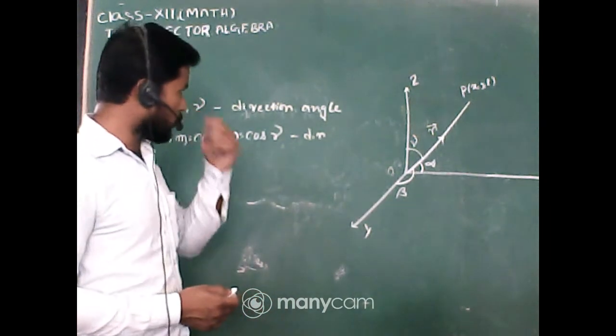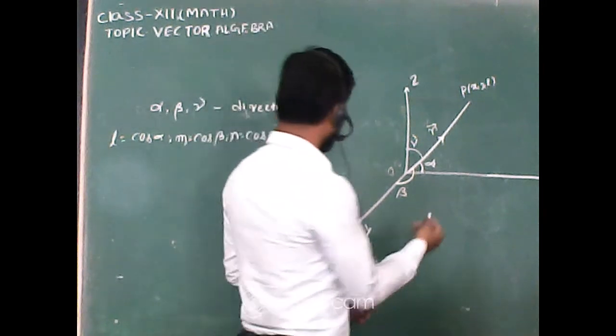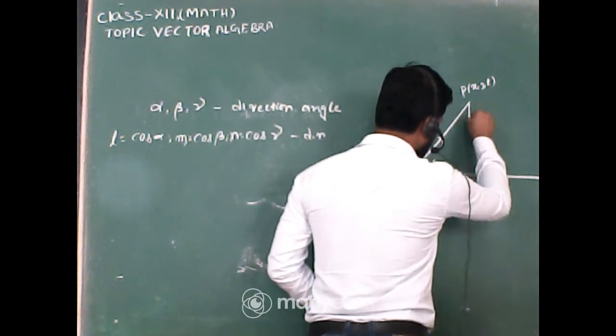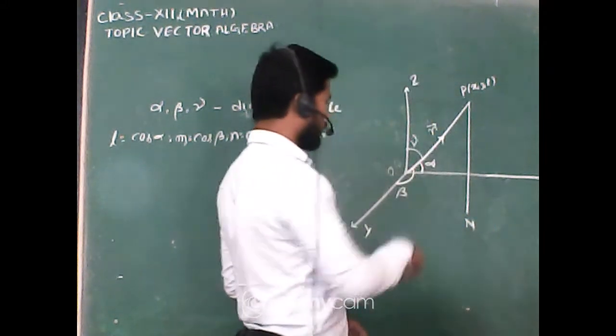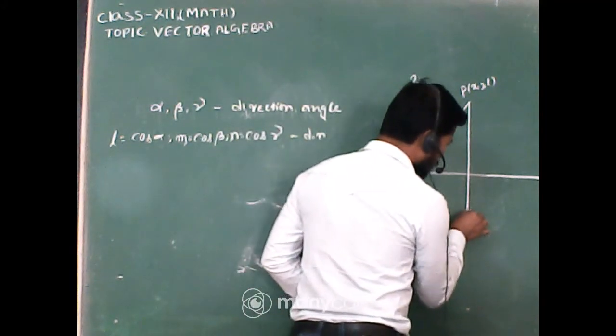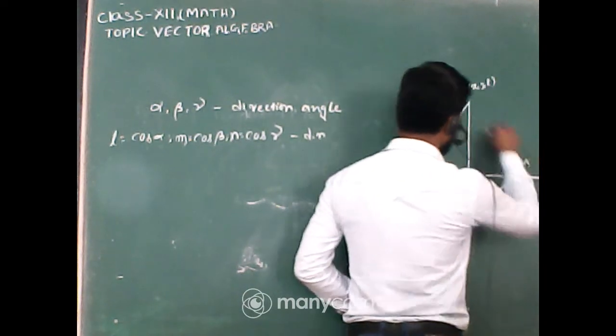Now let's try to represent this in another way. Let us draw a line PN perpendicular to the XY plane. Then from N draw a line perpendicular to the x-axis. Let this point be M, and join PM.